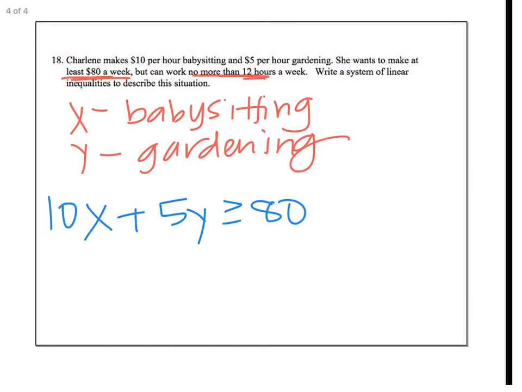And for our second one, she can't work any more than 12 hours. Now, I don't have to use the 10 and the 5 that I used here, because that's talking about money. So when I talk about hours, I just need the hours worked, gardening and babysitting, and that has to be less than or equal to 12. If you had to graph these, which this doesn't ask for, you'd want to solve them for y first, and then go ahead and graph from there.